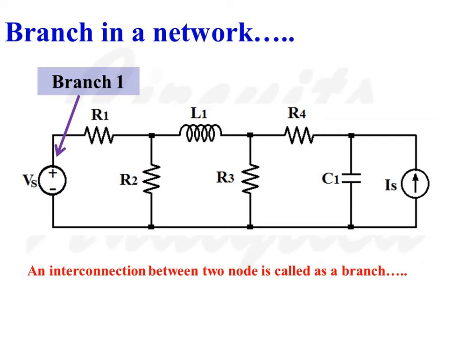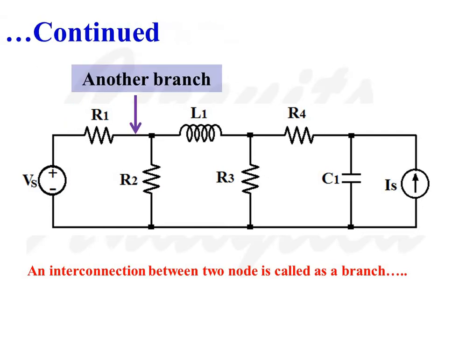Now let us consider various branches in a network. An interconnection between 2 nodes is called as a branch. So this is one branch which consists of voltage source Vs. Another branch which consists of resistance R1, which connects node 1 and node 2. This branch connects node 2 and reference node. This one connects node 2 and node 3.